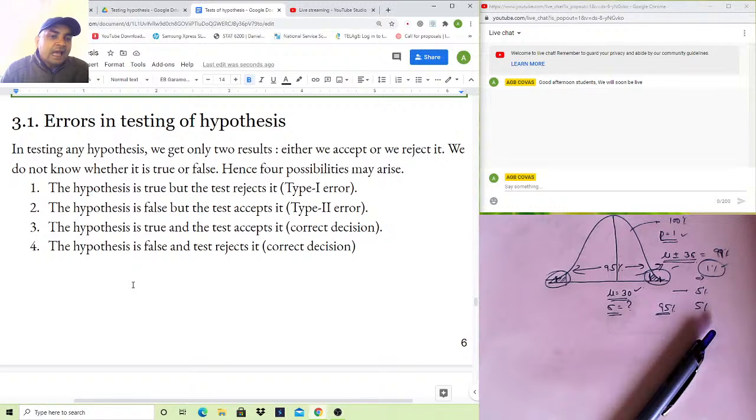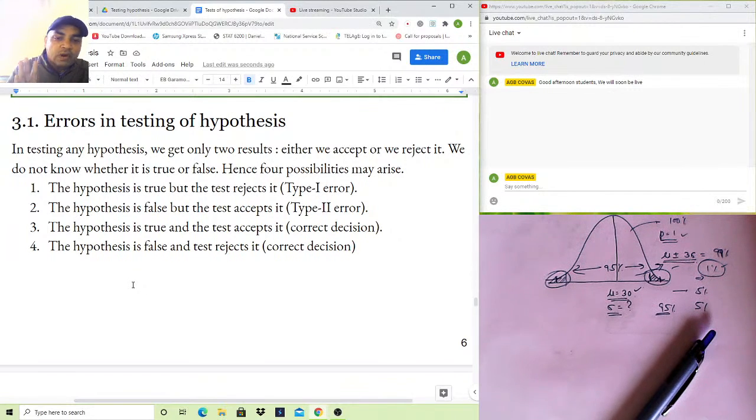Okay. So now we will try to understand a few more concepts. That is, errors in testing of hypothesis. What are the different errors in testing of hypothesis? So in testing of any hypothesis, we get only two results. That is, either we accept the null hypothesis or we reject it. We do not know whether it is true or false. Hence, there are four possibilities. We are making a statement, but we do not know whether that statement is true or false. And ultimately, after taking out the samples and conducting a test on it, we are going to either accept it or reject it.